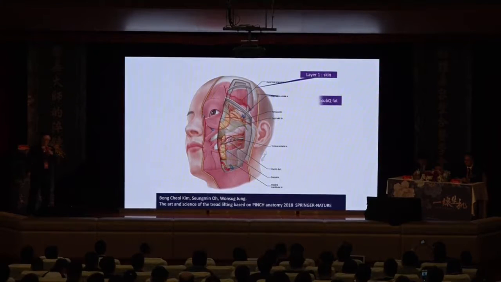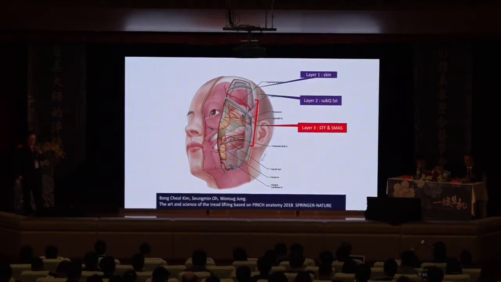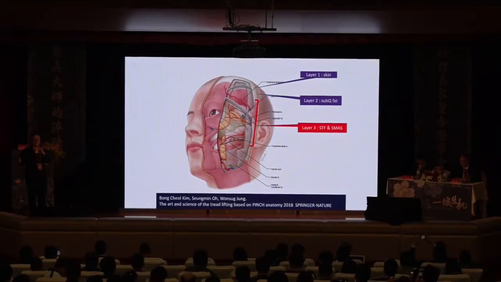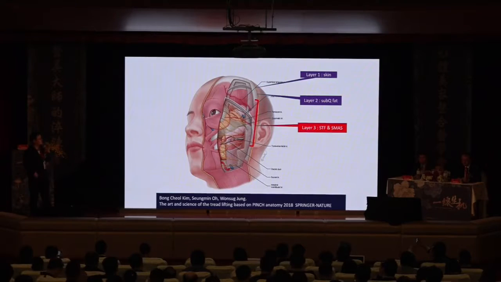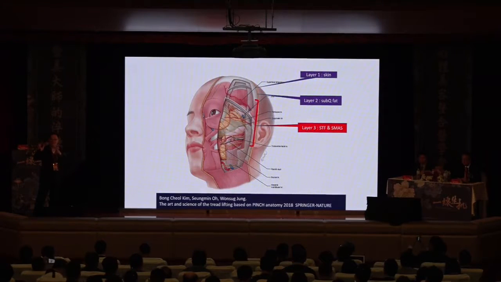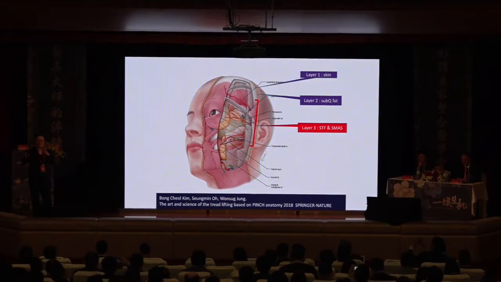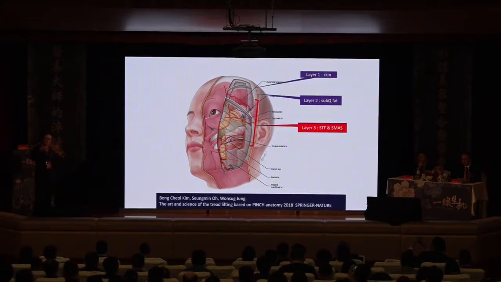Like this, layer 1, layer 2, layer 3. Layer 3 is the STF and SMAS and its extensions. In this picture, you can see that layer 3 encapsulates the superficial temporal artery and vein, and the important facial nerve branch passes under layer 3. So pinch techniques and layers are all related.